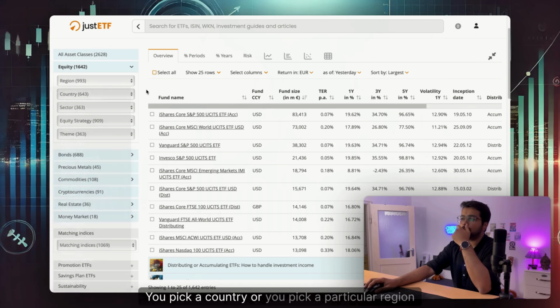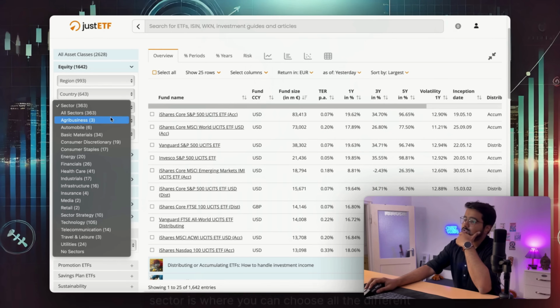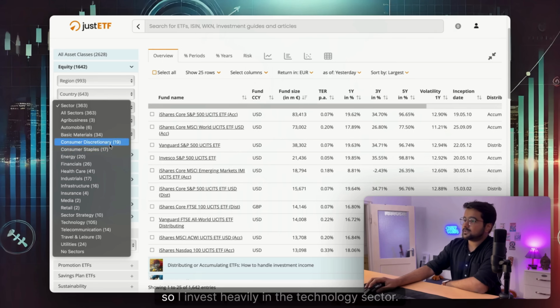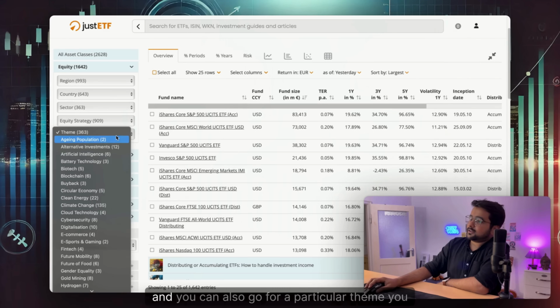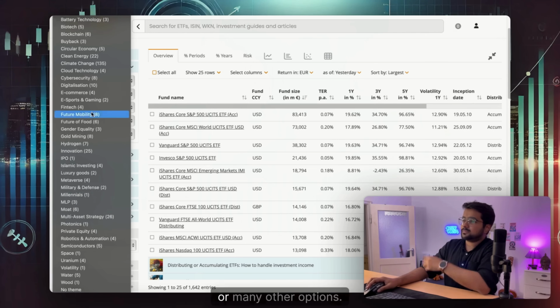You pick a country or you pick a particular region that you are interested in. Let's go to sector. So sector is where you can choose all the different industries that you can invest in. So I invest heavily in the technology sector, and you see that a lot of people do because it has the highest number of available ETFs, at least as per justetf.com. And you can also go for a particular theme you're interested in, you can go for artificial intelligence. It's quite a popular theme right now. You can go for climate change, cloud technology, digitalization, fintech, or many other options.